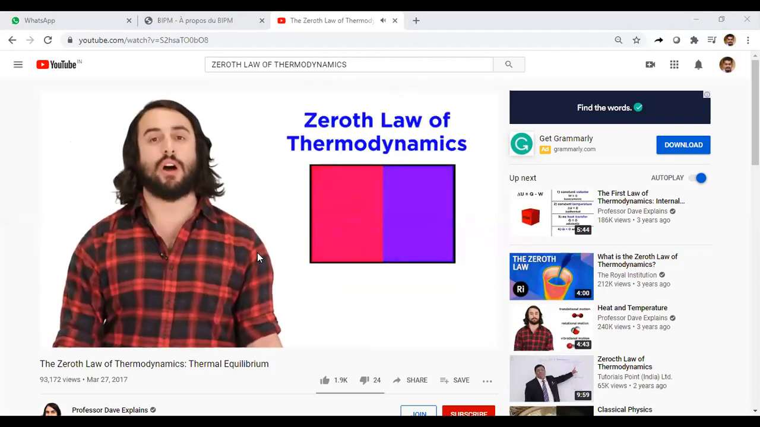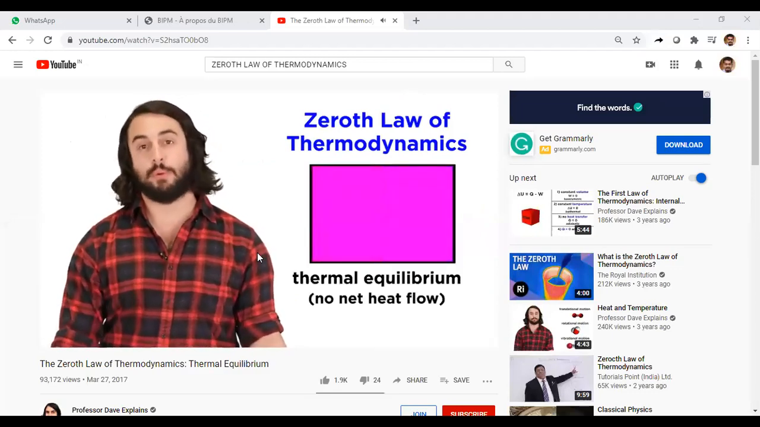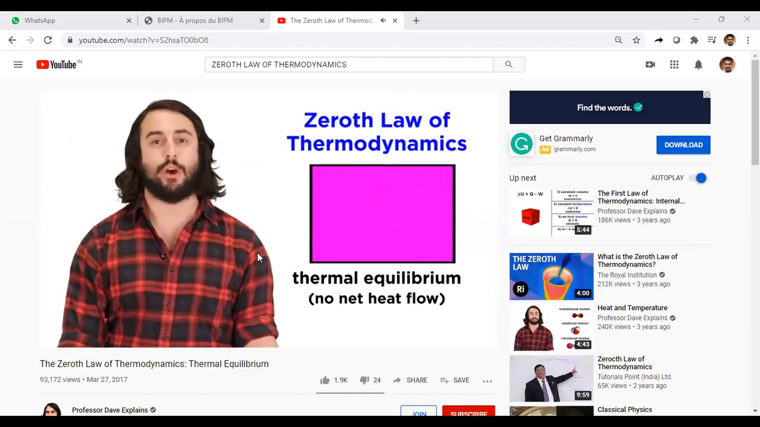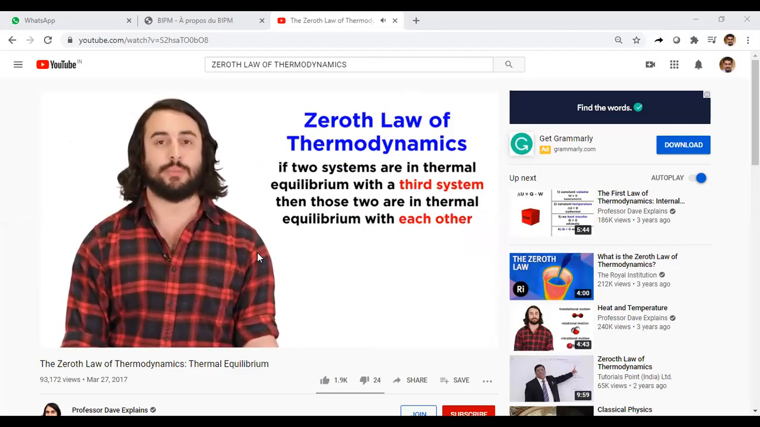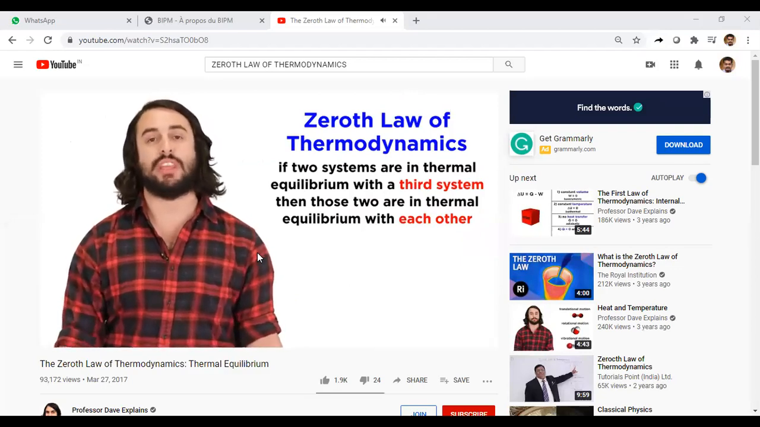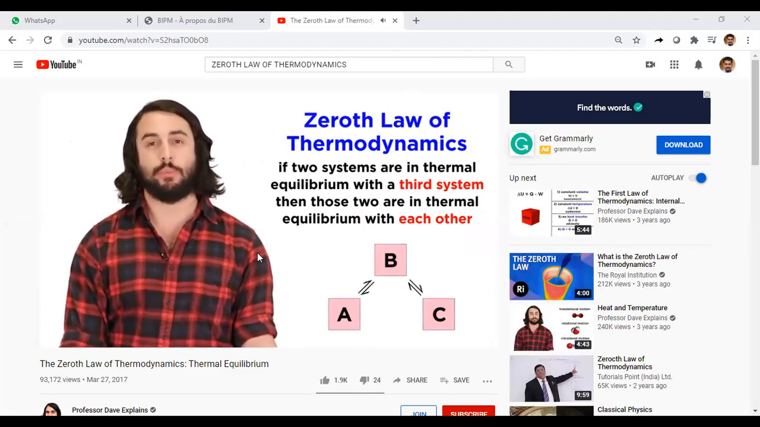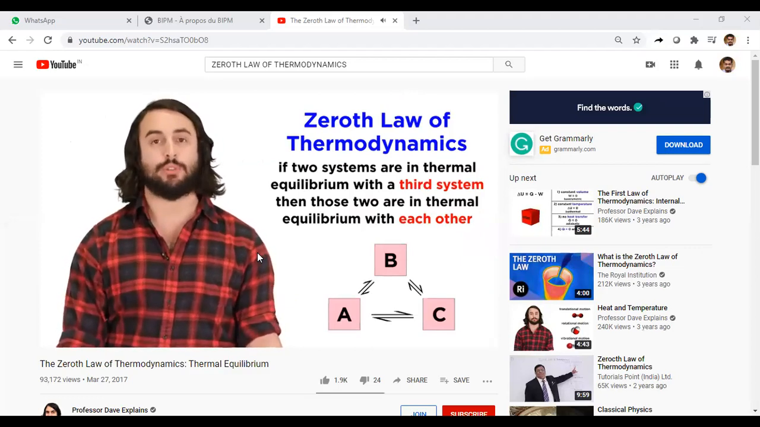The zeroth law of thermodynamics deals with thermal equilibrium, which, as we recall, describes the situation in which there is no net heat flow between two systems. The zeroth law states that if two systems are in thermal equilibrium with a third system, then those two systems are also in thermal equilibrium with each other. In other words, if A is in thermal equilibrium with B, which is in thermal equilibrium with C, A and C are also in equilibrium.